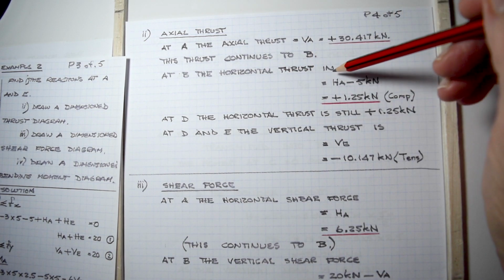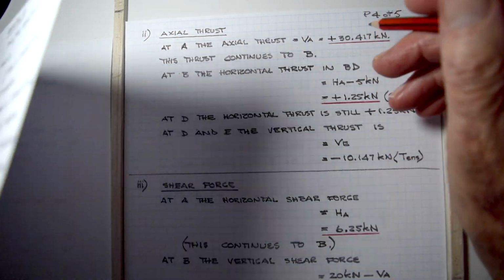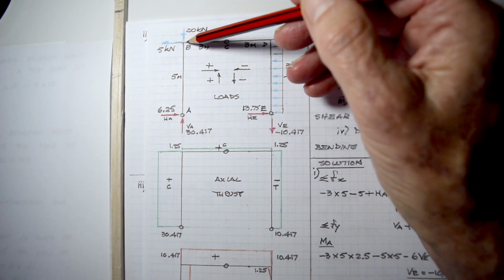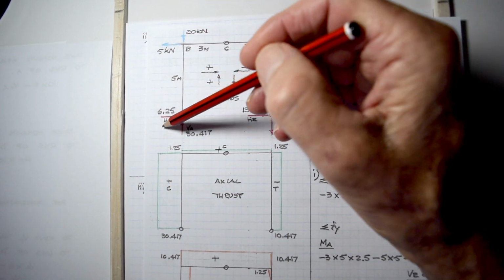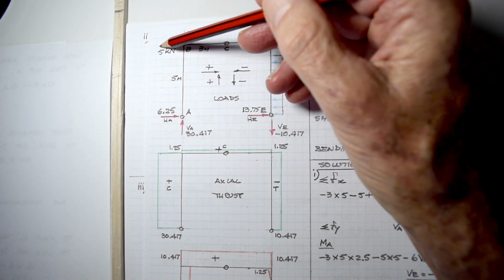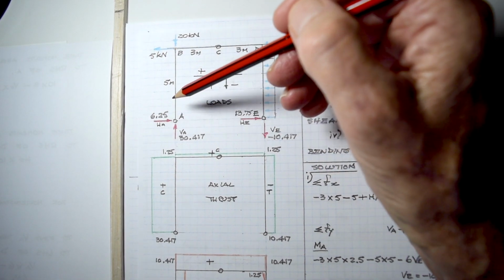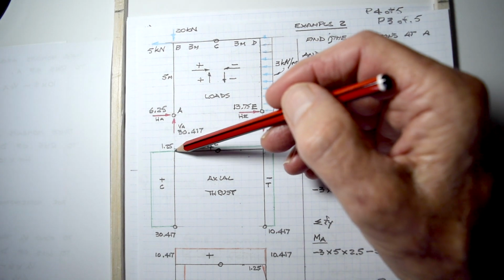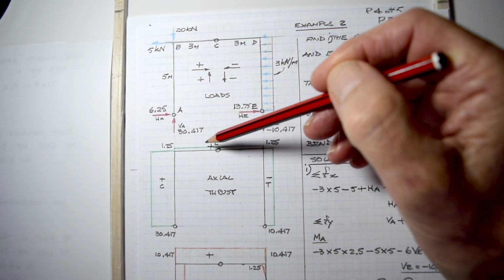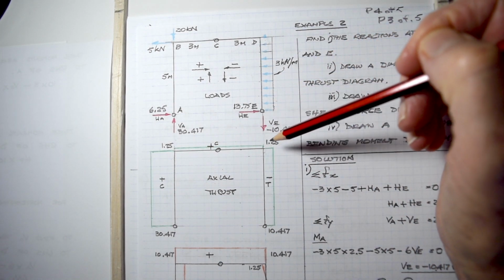At B, the horizontal thrust in BD is HA minus 5 kilonewtons. So what you've got is the force in this member there. You've got 6.25 kilonewtons horizontal thrust there. You've got 5 kilonewtons going that way. You're left with a residual, if you take that from that, of 1.25 kilonewtons, and there you have it. And that carries all the way through that member BD. You've got a compressive force of 1.25 kilonewtons.